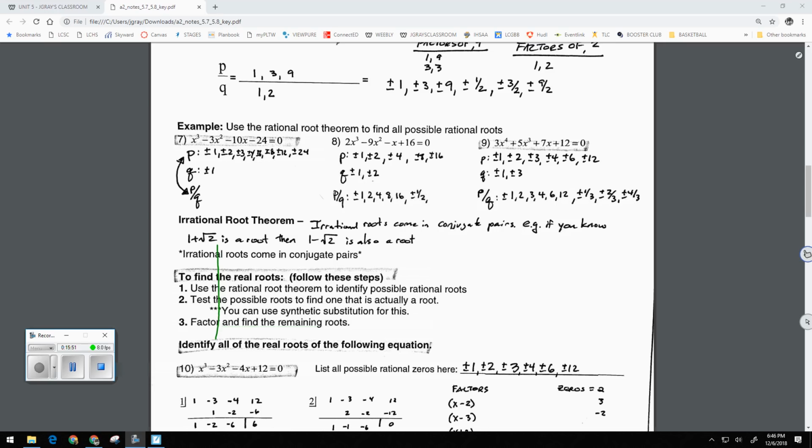We've talked about conjugates over the course of the year. You should understand what that means. So if you have an irrational root, which means one of two things, it either has an i or there's a square root of not a perfect square, then they always come in conjugate pairs.